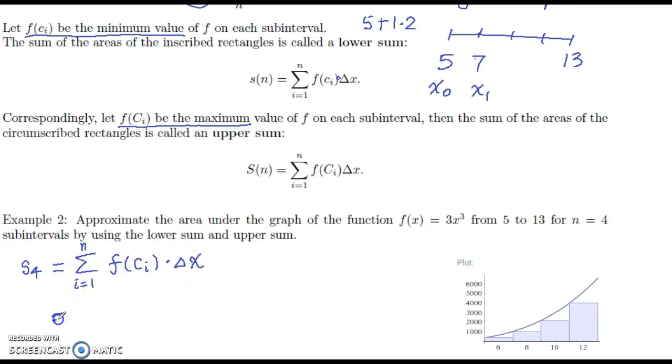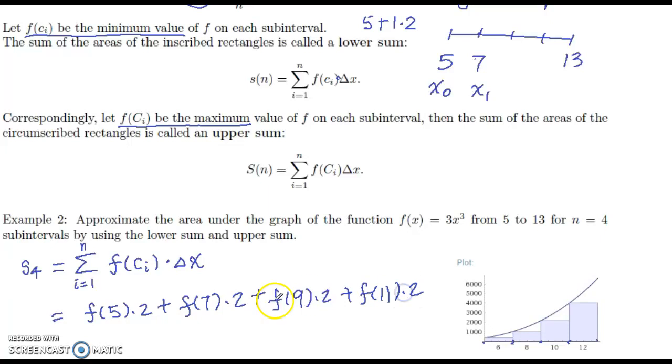But we already know what is going on because we know the endpoints are 5, 7, 9, 11, 13. And we know it's an increasing function, so the left endpoint is the minimum value. So we add up each rectangle: f of 5 times 2 plus f of 7 times 2 plus f of 9 times 2 plus f of 11 times 2, and earlier we found the value is 1068. How do we find the upper sum?